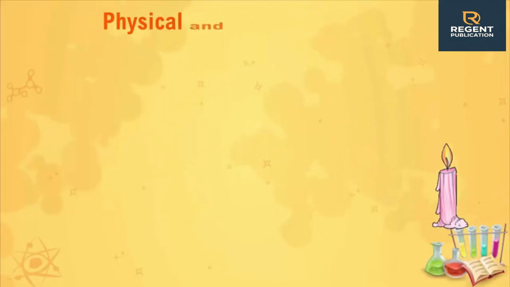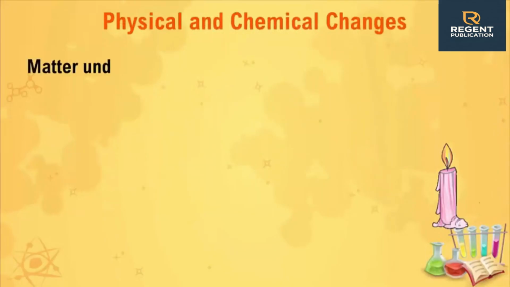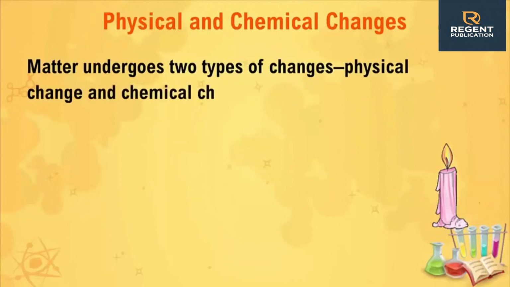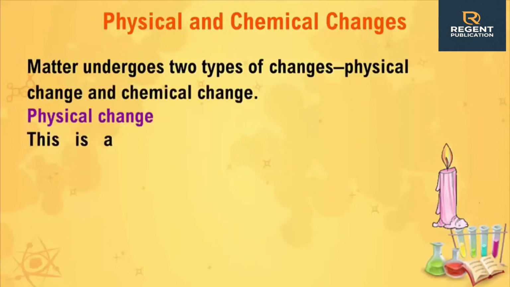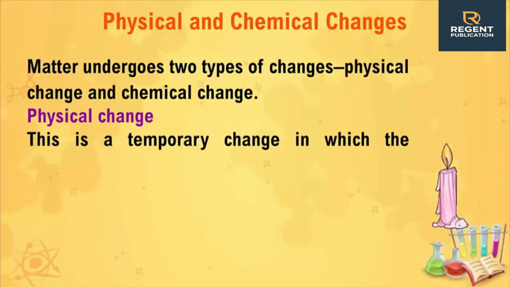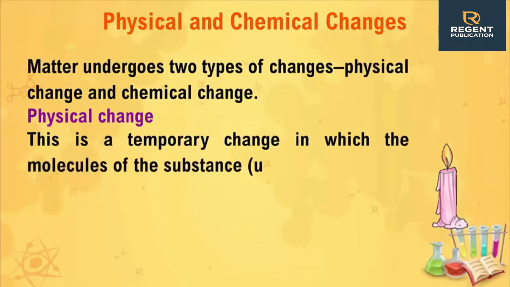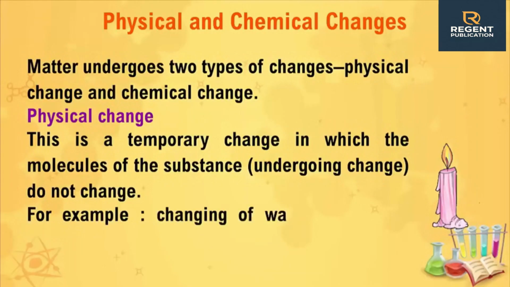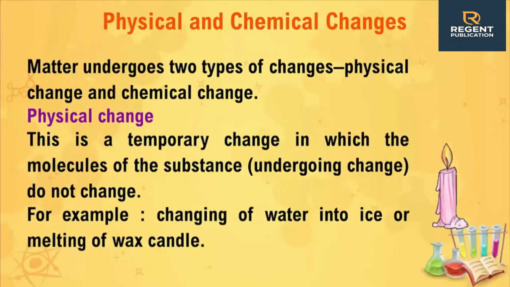Physical and chemical changes. Matter undergoes two types of changes: physical changes and chemical changes. Physical change. This is a temporary change in which the molecules of the substance undergoing change do not change. For example, changing of water into ice or melting of wax candle.